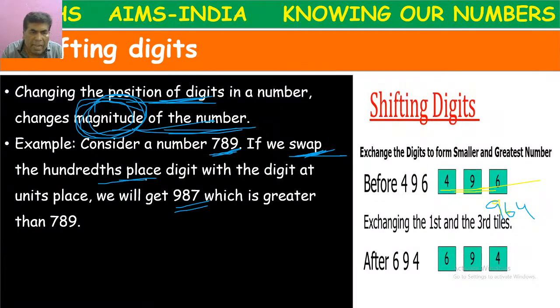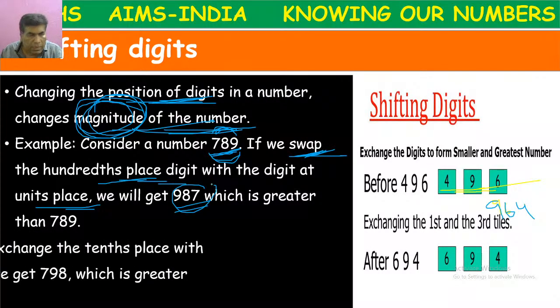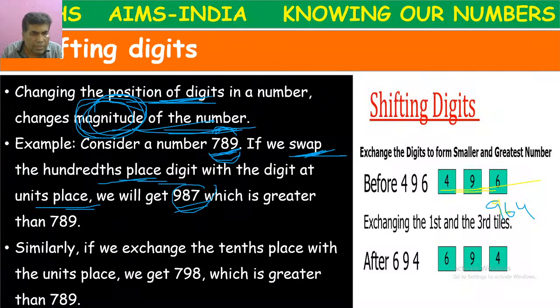So the hundreds place digit is swapped with the digit at the units place. Means 9 came here, 7 went there. Both of them swapped with one another, so it turned into 987. This 987 is the greater value, and 789 is the lesser value. Even 798 is there. If we interchange these two, 9 and 8, it will become 789. Like that we can shift the numbers. Okay, children?